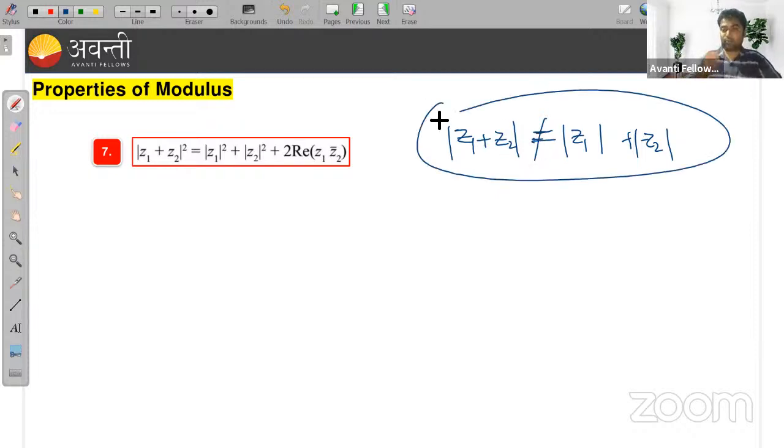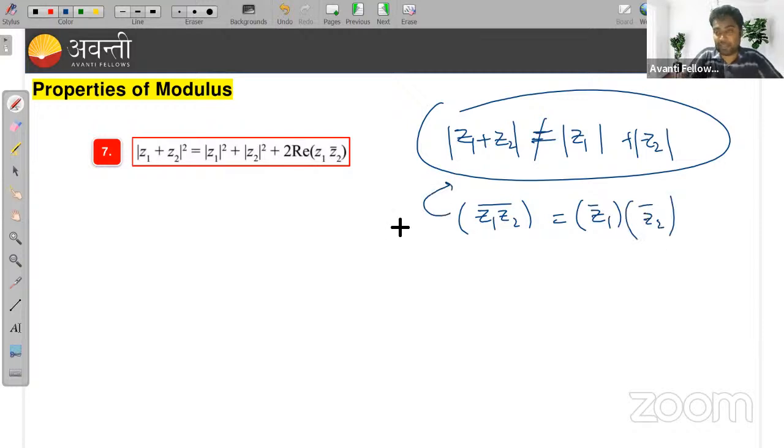It is not true. Like in conjugate, we studied that the conjugate of Z1 into Z2 is equal to, it can be expressed as, the conjugate of Z1 into the conjugate of Z2. But in the case of modulus, it can't be so. Okay, remember.